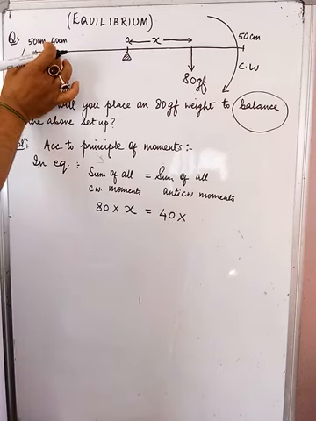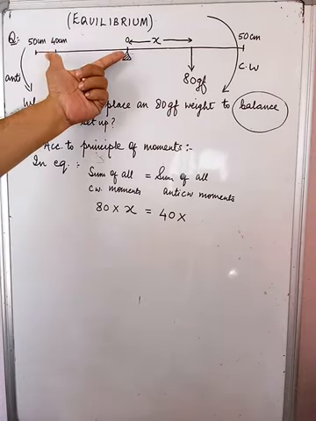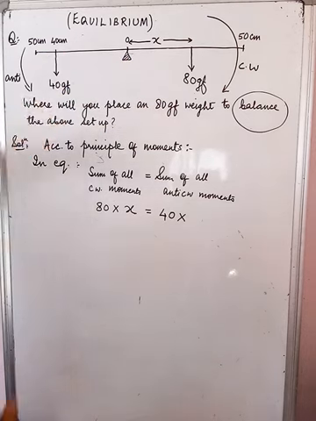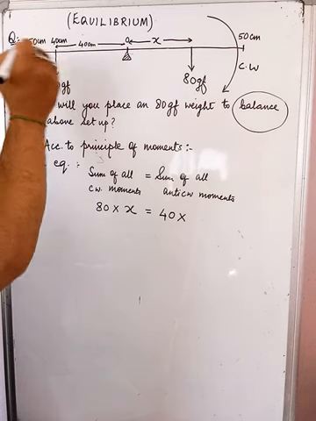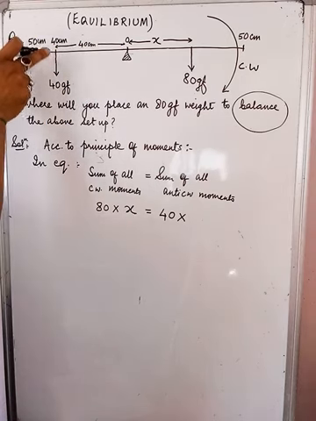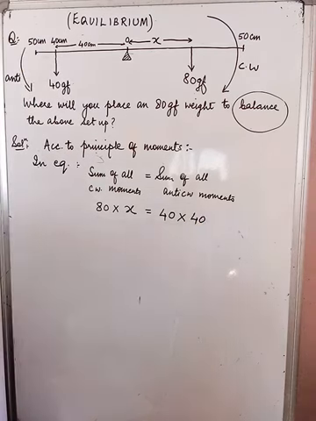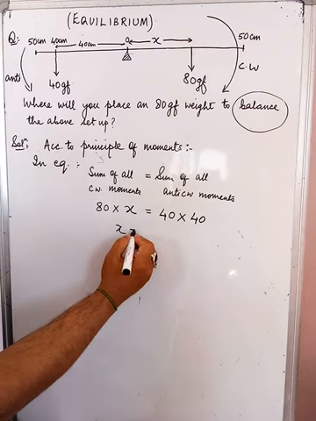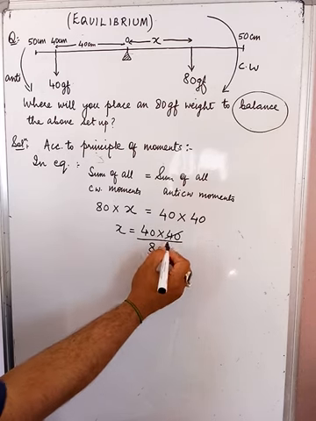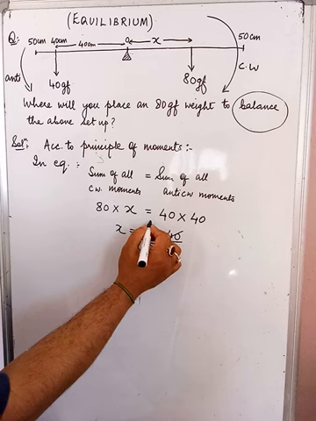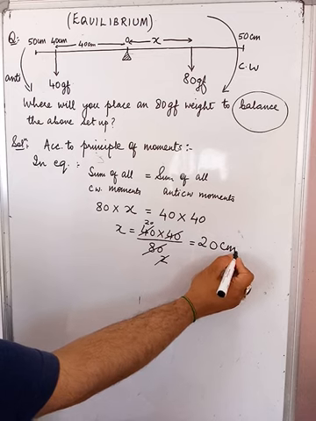Please remember, it is not going to be this distance. It is always going to be the perpendicular distance of the force from the pivot. The pivot is over here. So we are going to take this 40 centimeter distance. How do we know this is 40? Because this mark over here where the force is acting is 40. So you have the distance also as 40. Therefore, x becomes 40 into 40 upon 80. 40 2s are 80 and 2 20s are 40. So this becomes 20 centimeters.